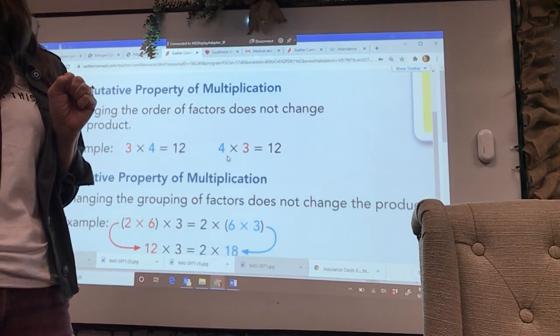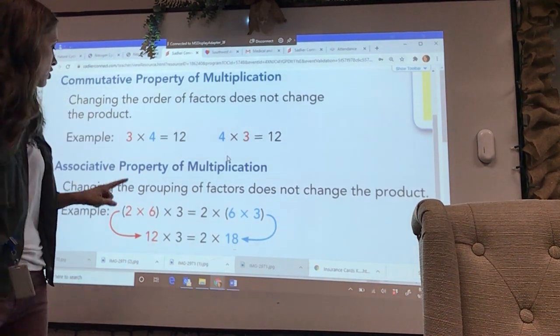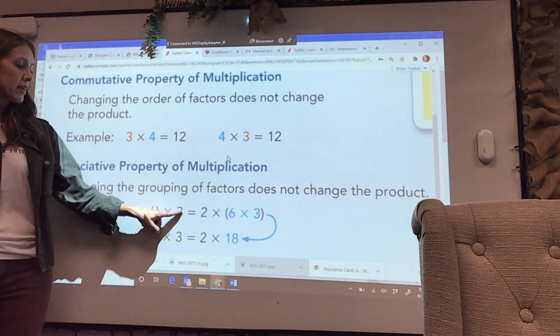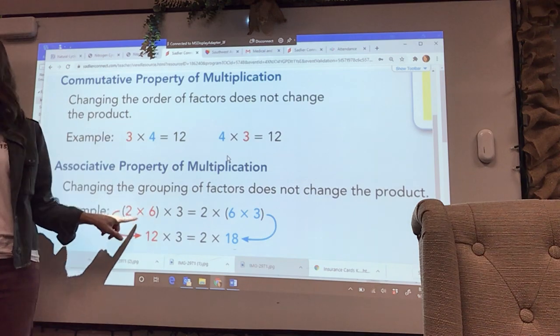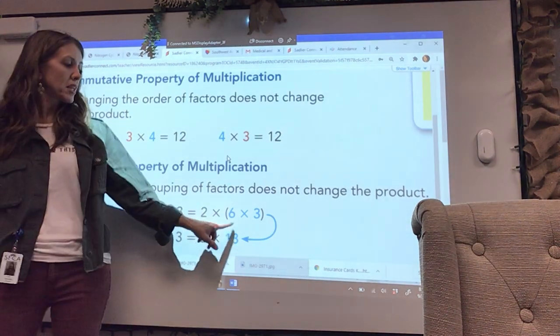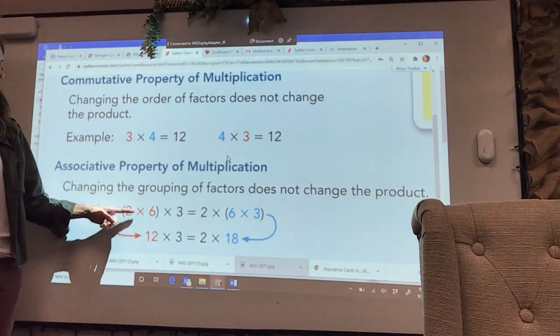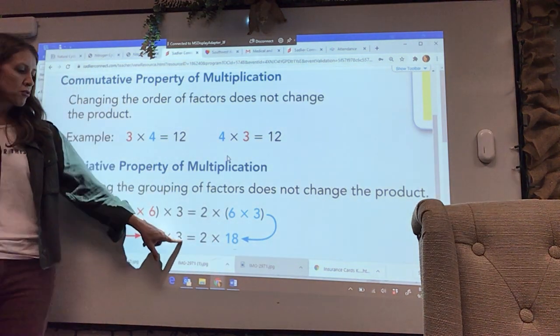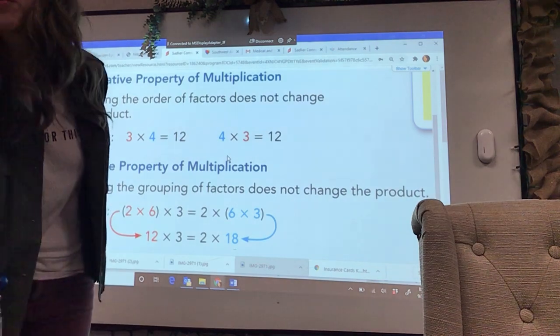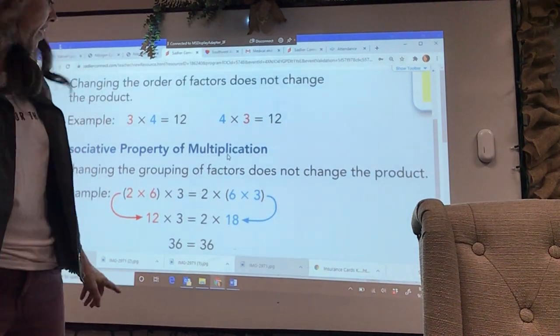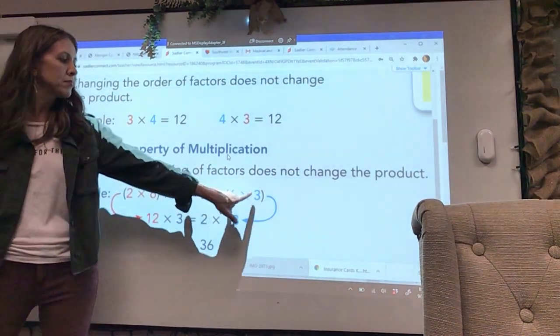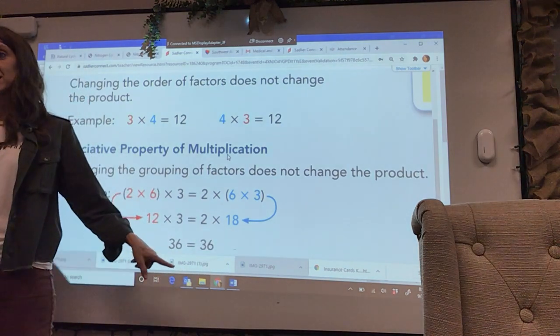So let's look at our example. Our example is 2 times 6 times 3 with the 2 and the 6 grouped together, or 2 times 6 times 3 with the 6 and the 3 grouped together. All right? Here you get 12 times 3, which is 36. Here you get 2 times 18, and you still get 36.